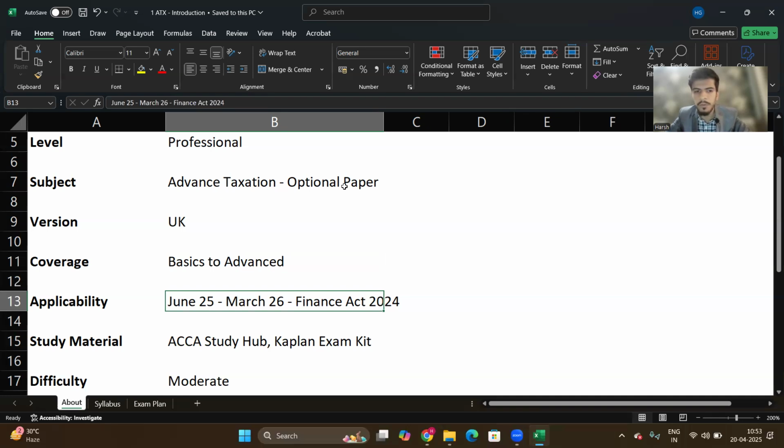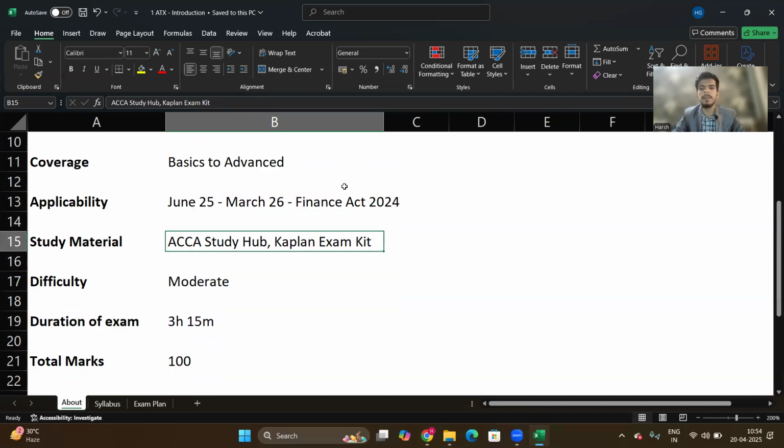The applicability of this course is June 25 to March 26. And as I have told you firstly, I am not going to cover the syllabus for the June 2025 attempt. We are going to start our journey from September. If you are planning to sit the September examination, then we are with you. For the 25-26 examinations, you would be studying Finance Act 2024. Done?